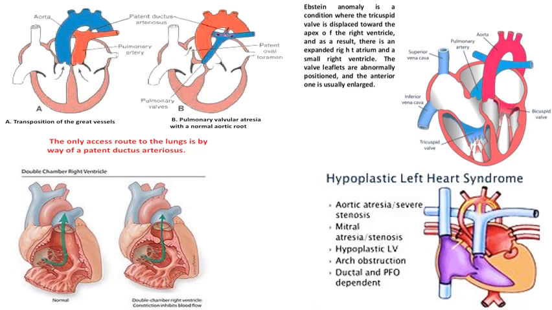And here in this condition, the only access through to the lungs is by the patent ductus arteriosus. Okay, here, the pulmonary trunk receives the oxygenated blood, and the aorta will be receiving the deoxygenated blood. So that's how there is a lot of difference in the circulation that happens with the transposition of great vessels, when there is no spiraling of the aorticopulmonary septum.